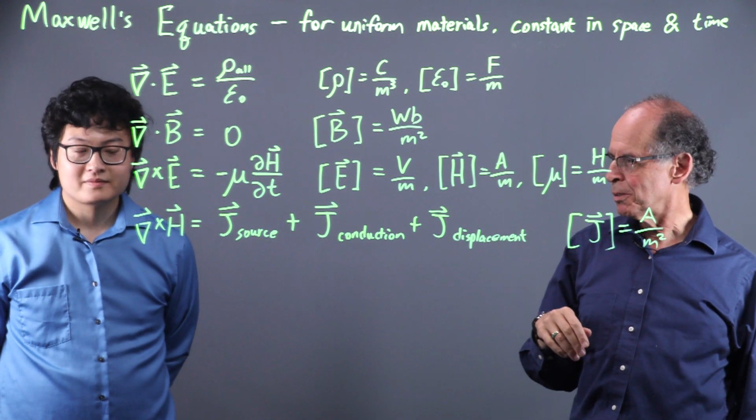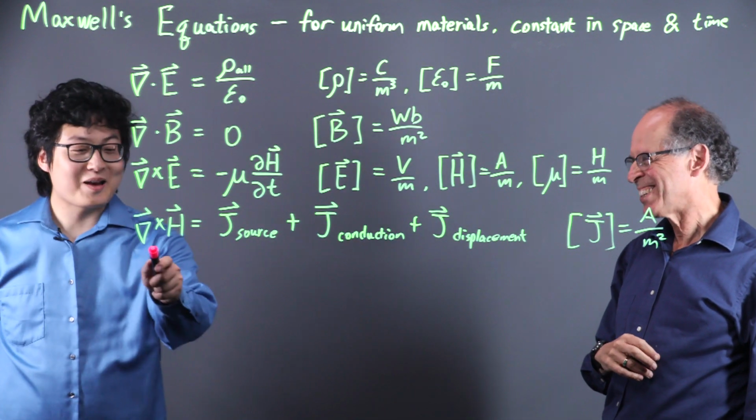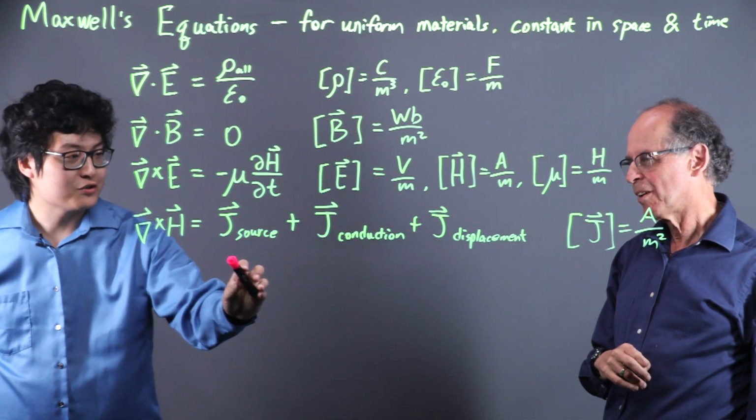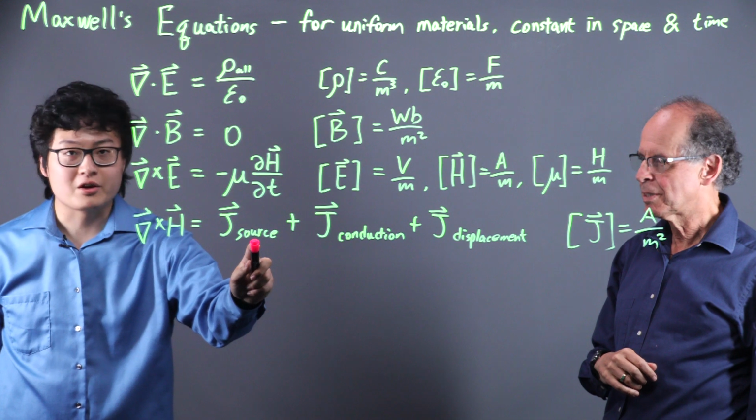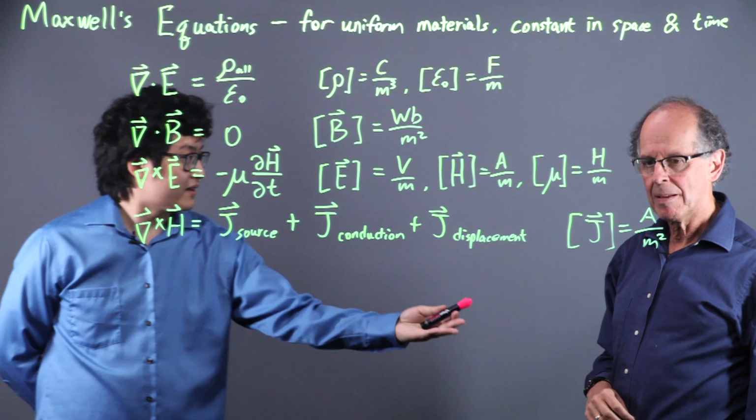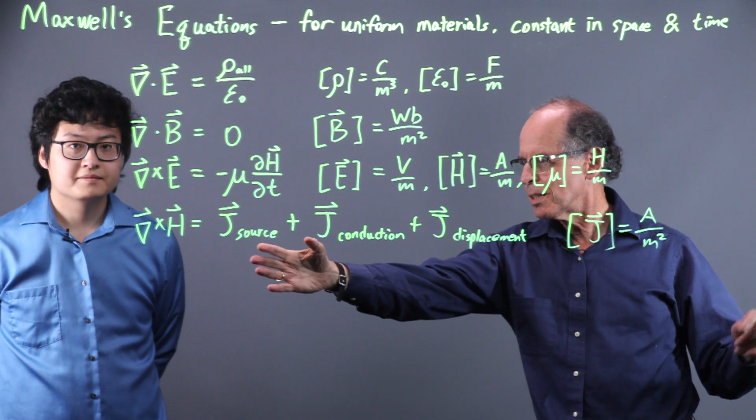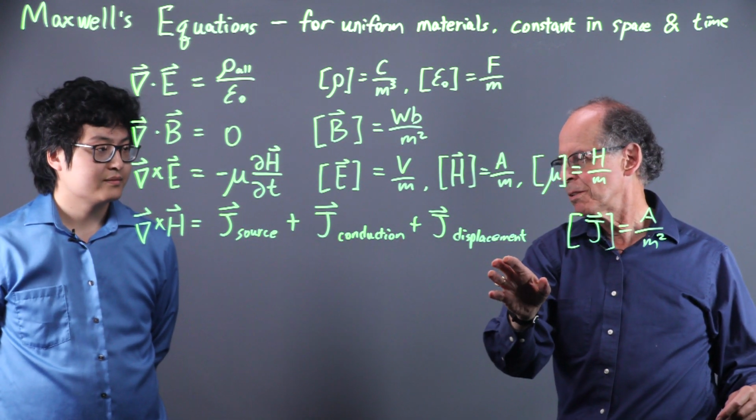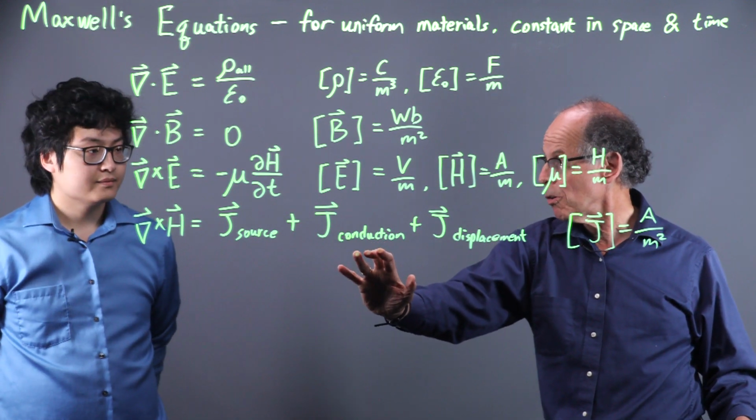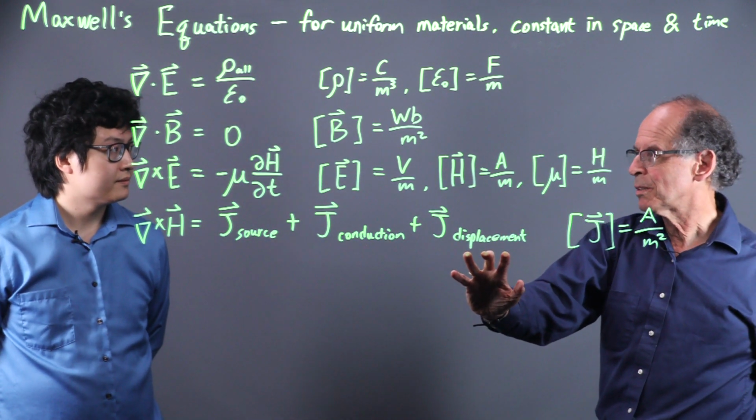Right, so one more to do. Okay, and this time, I'll not get this wrong, Ampere's law. We have del cross H is a bunch of current densities. We have the source current density, conduction current density, and displacement current density. The units are amps per meter squared, and we can see that there are three different current densities: source, like a generator; conduction, like Ohm's law, which we've seen before; and something new here, displacement current density.